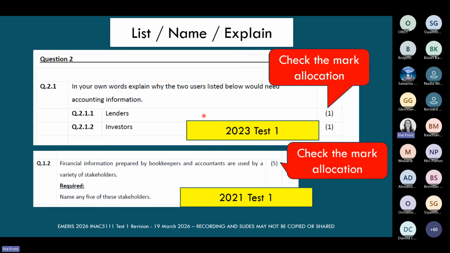In the previous one, we only wanted a short answer saying, why do lenders use financial information? And so we only awarded 1 mark. In this one, obviously you mustn't write a 5-mark paragraph, because that is just going to take up too much of your time, which means you're not going to have time to answer another question properly. So it's definitely important to always keep your eye on these mark allocations, so that they guide you on how much we want you to write in these types of questions.